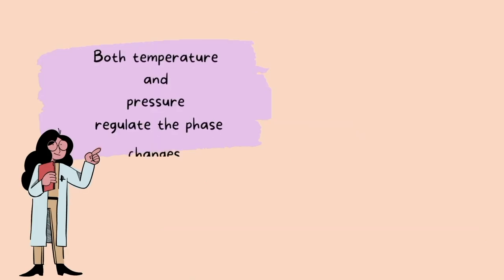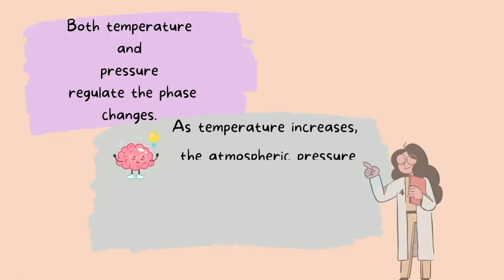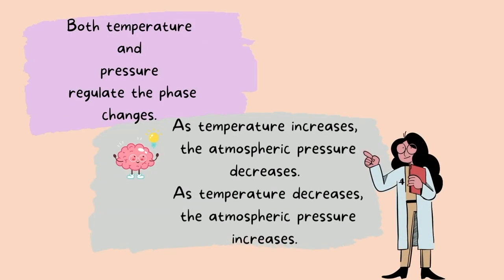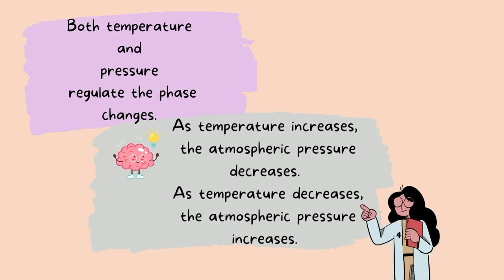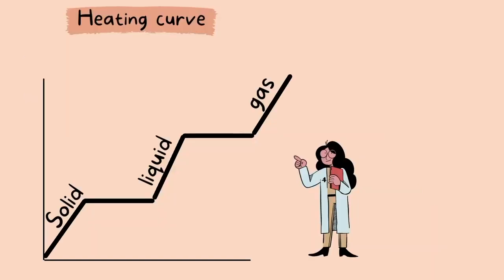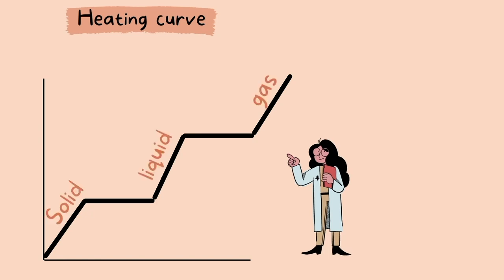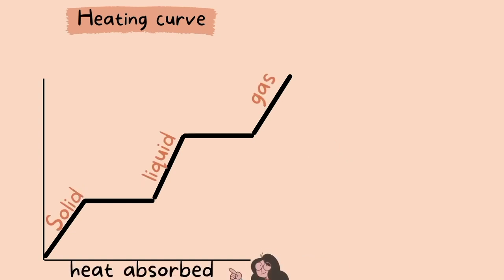Both temperature and atmospheric pressure regulate the phase changes. In other words, temperature and pressure are the two important factors that cause phase changes. As temperature increases, atmospheric pressure decreases. And as temperature decreases, atmospheric pressure increases. So now let's compare a heating curve and a cooling curve, which show the correlation between both temperature and heat absorption. In a heating curve, we have solid, liquid, and gas going upwards. We have heat absorbed here.